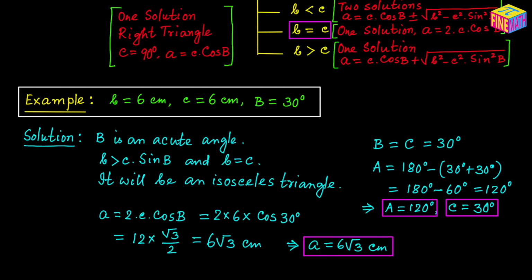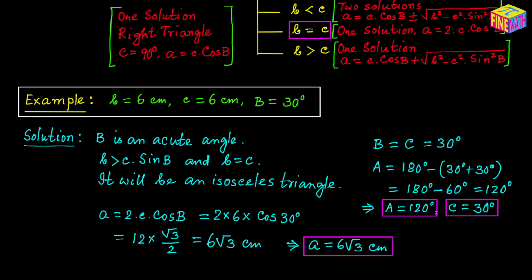And from there we have been able to find that the angle C is also 30 degrees, angle A will be 120 degrees, and the side length a will be 6 times square root of 3 cm. Now here I want to also show you that if we use the sine law, we should be able to calculate the angle A. Even though angle A has already been calculated, I still want to show you how to find angle A using the sine law.